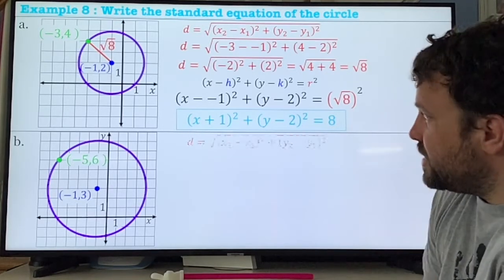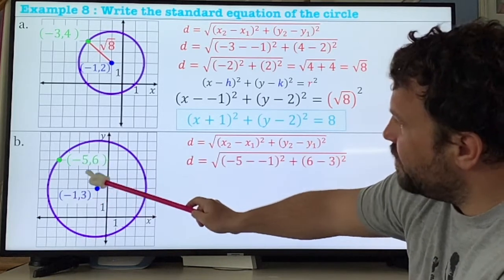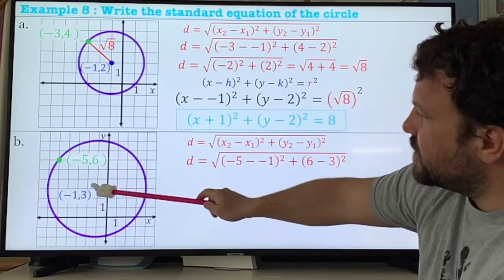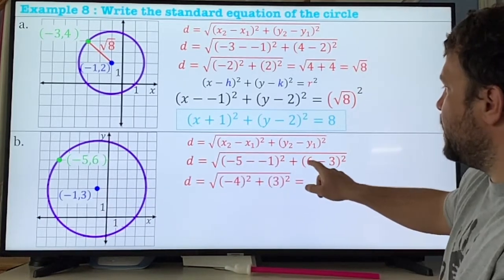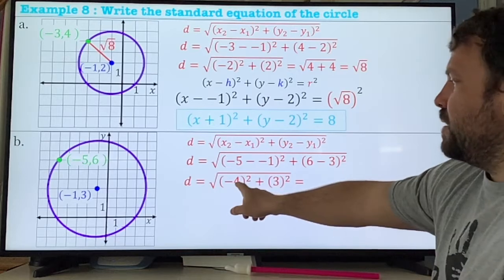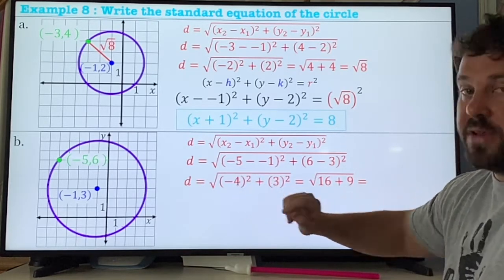Good. I'm glad you got it. Let's see. Same formula. Negative 5 minus negative 1. Make sure you do the same thing. 6 minus 3. Right? Negative 5 plus 1 is negative 4 squared. 3 squared. 16. And 9, always going to be positive. Anytime you square a negative, it is positive.